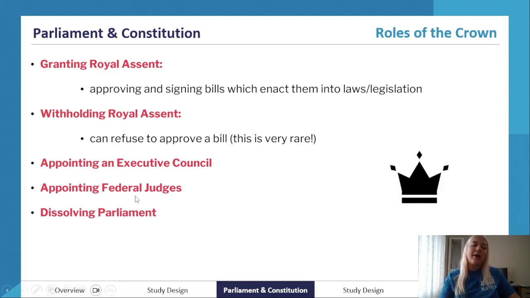They just have that role of granting or withholding that royal assent. Okay? And they can also dissolve Parliament. So in the instance that there is corruption that's been discovered or something happening that should not be happening in Parliament, obviously this is really rare, they could dissolve the whole Parliament, meaning that early elections would occur to re-elect the entire Parliament all over again because something happened.